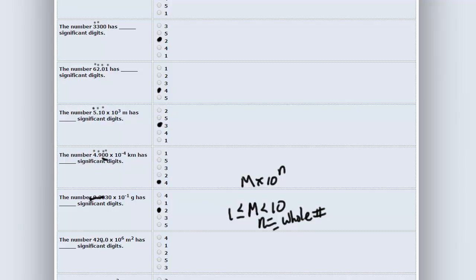420 times 10 to the 6th. Again, this number is much larger than 10. It's not written in correct scientific notation, but we just want to know how many significant digits there are. Because this 0 is significant, and this 2 and 4 are significant, and this middle 0 is significant because it's between two significant digits. So again, this 0 is significant at the end of the number and to the right of the decimal point. So that gives us 4 significant digits in that answer.